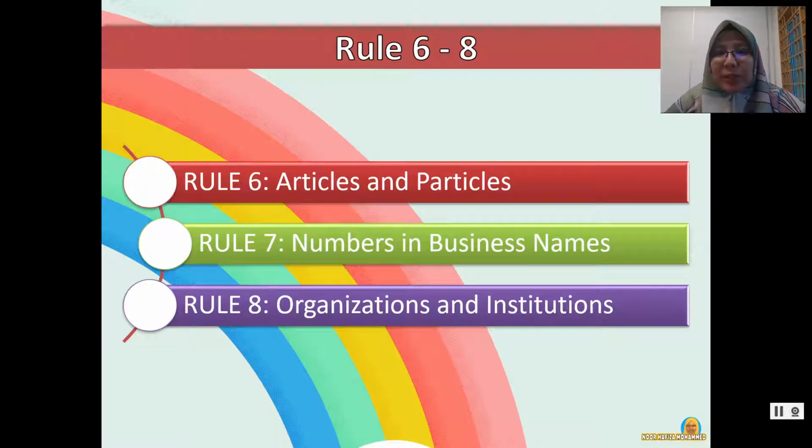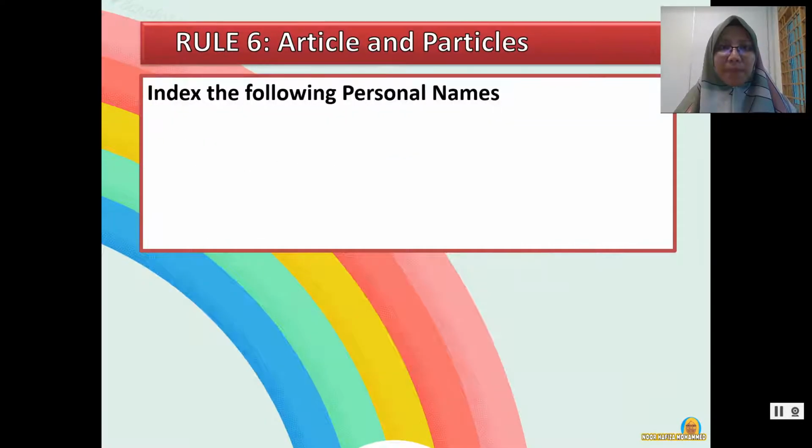So actually we are going to discuss only rules 6 and 7, but rule 8 just for your information. In rule 6 we are going to learn about articles and particles, in rule 7 we are going to learn about numbers in business names, and lastly, rule 8 is for organizations and institutions. So let's go for the first one, rule number 6.